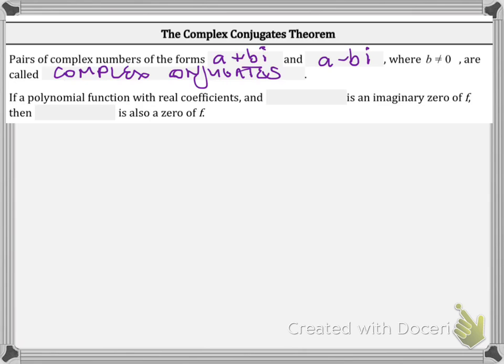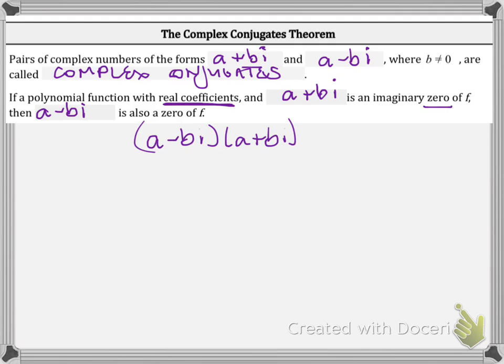If a polynomial function f has real coefficients and a plus bi is an imaginary 0 of f, one of the solutions of f, then a minus bi is also a 0 of f. So what we're going to do is write polynomial functions, and they are going to have real coefficients. In order to have real coefficients, we would have to have complex conjugates in order for the i to disappear. So for example, this would be a squared.